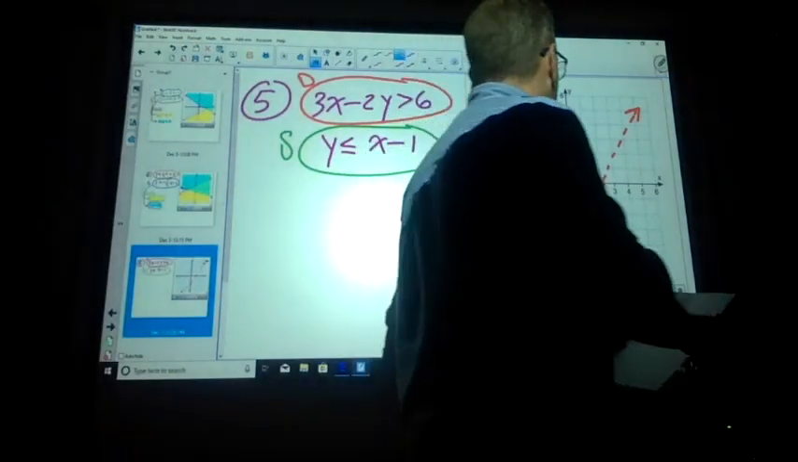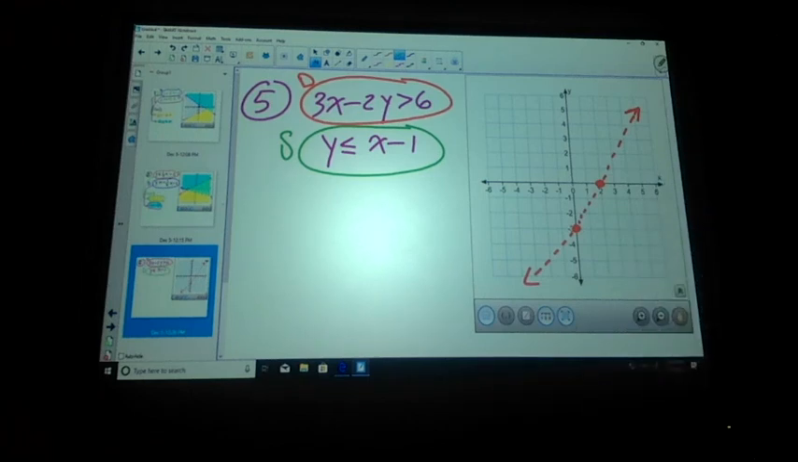How did you get negative 3? How did I get what? Negative 3, because I had negative 2y equals 6. So divide each side by negative 2. Negative 2 goes into 6 negative 3 times. That's where the cover method comes in.